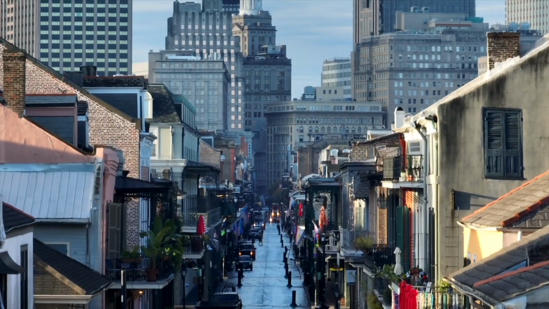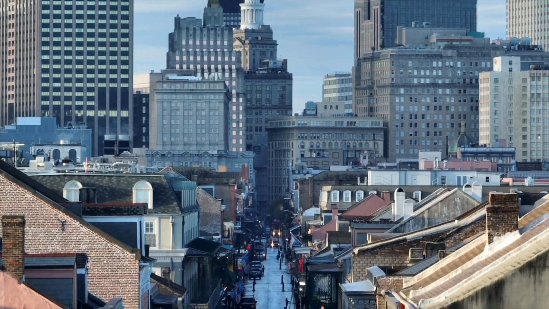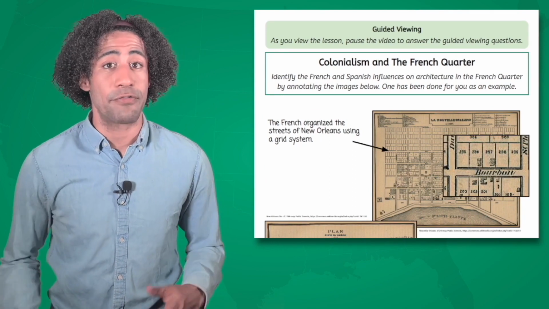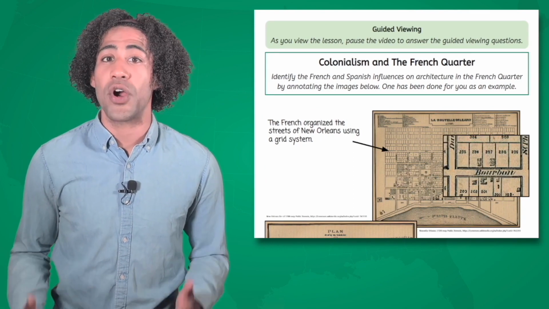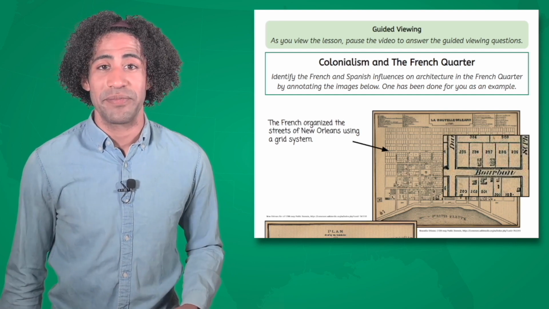Our first destination is Bourbon Street in the French Quarter of New Orleans, NOLA to the locals. For this section, you will identify how the French and Spanish influenced architecture in the French Quarter by annotating the images in your PDF.